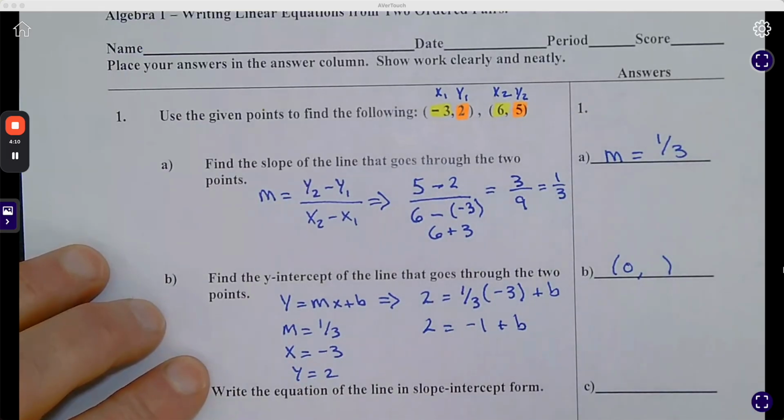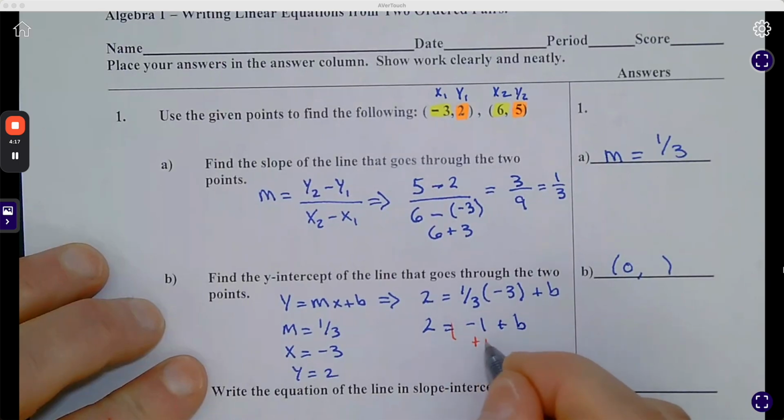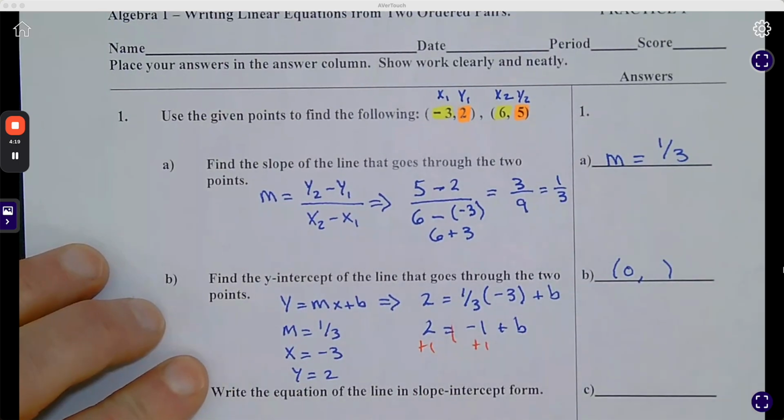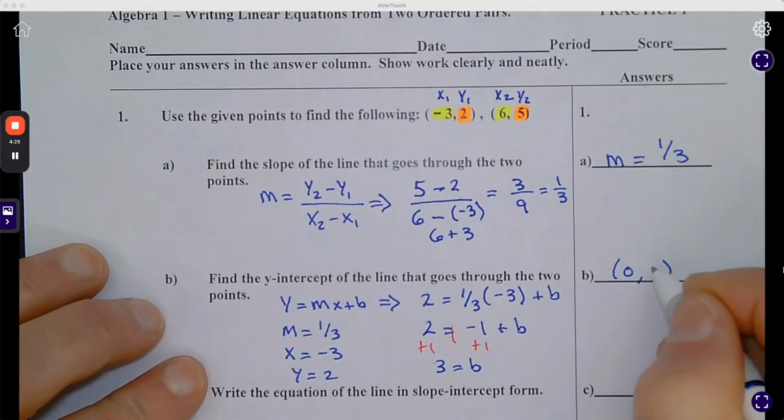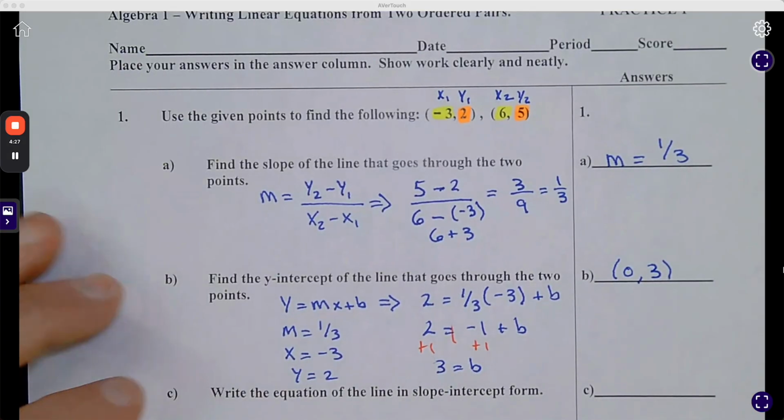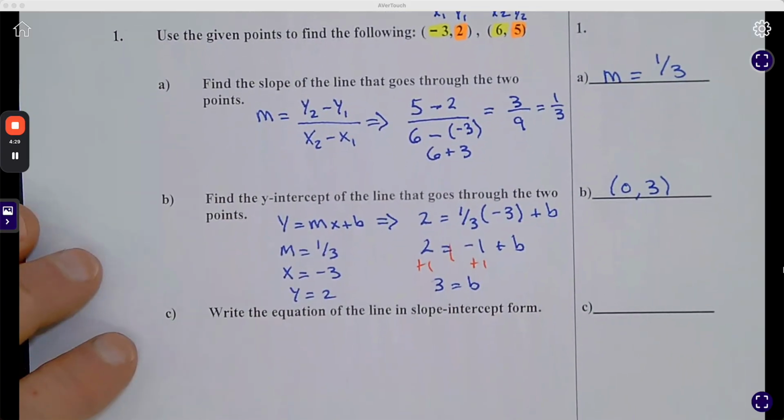Now that's a very simple equation to solve. Now we're going to do inverse operations. I want to get the b by itself. So I'm going to do the opposite of -1. That's +1. Let's not forget all these wonderful skills we've worked so hard to learn. That is my b. So that becomes an ordered pair 0, 3. Well, now we have everything we need.